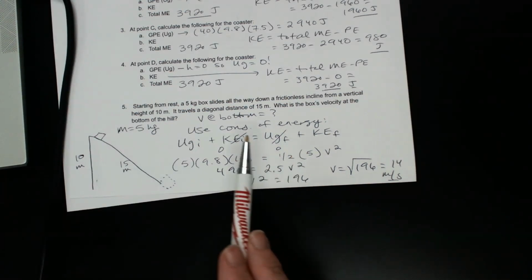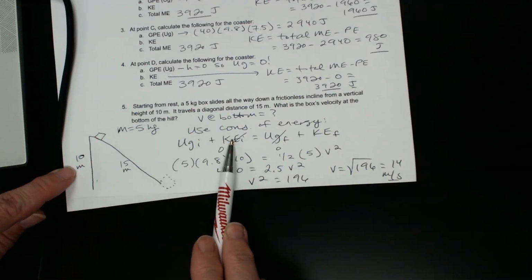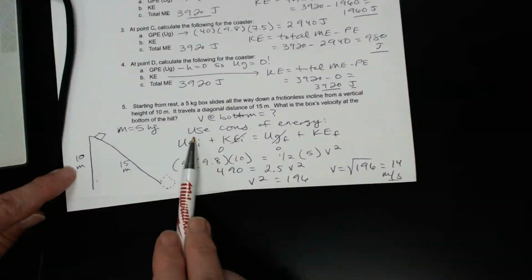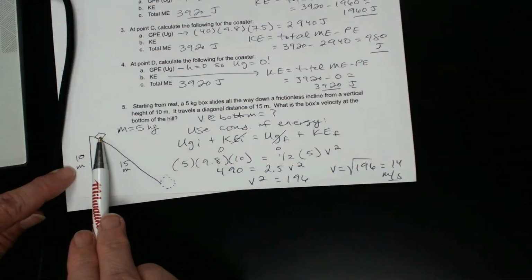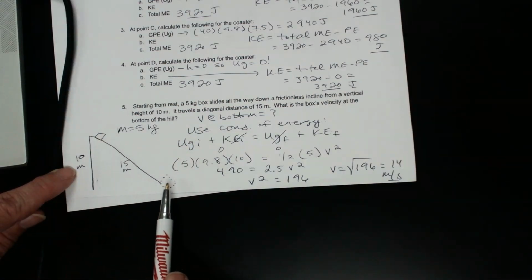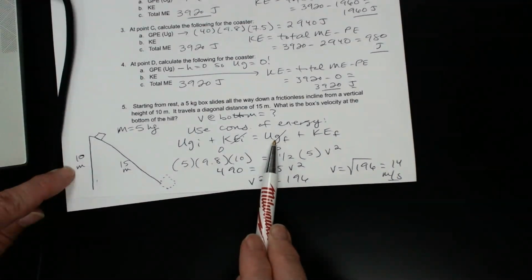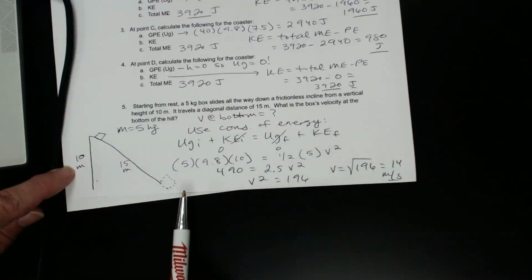Okay. So I've got gravitational potential. I don't have any kinetic at the top because it says that I started from rest. So all of my energy at the top is gravitational potential. And then I get to the bottom. At the bottom, I don't have any height, so I don't have any gravitational potential energy. All my energy is kinetic.